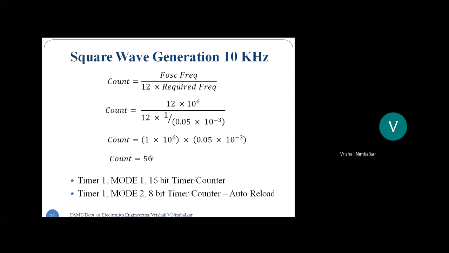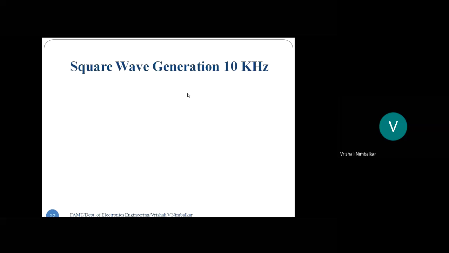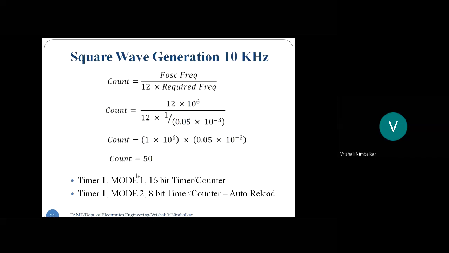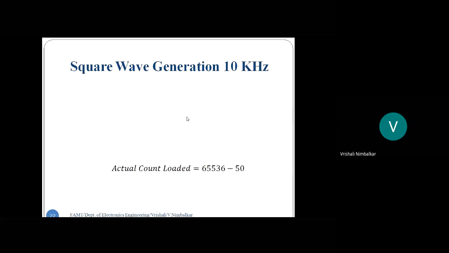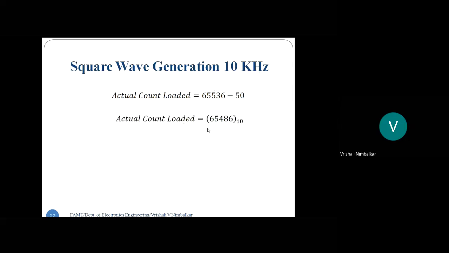Correct? Now, to count 50 pulses exactly, what do we need to do? We need to subtract it from the maximum count. I have already decided to use mode 1. Mode 1 is a 16-bit timer counter. So what is the maximum count? 65536. So the actual count that will be loaded is 65536 minus 50, since these are up counters. Okay. On doing this subtraction, I'm going to get 65486.